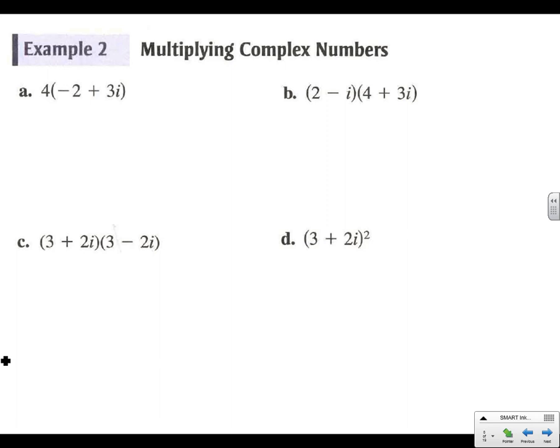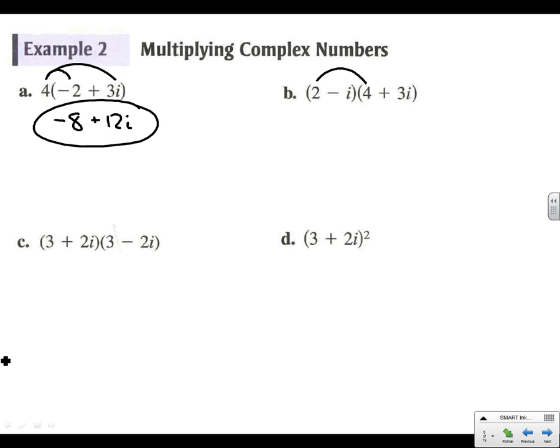All right, so same rules apply when we're going to multiply. So distributing in, 4 times -2 is -8. 4 times 3i is plus 12i. And there you go. That's your answer. Quick one there. All right, how about when we have to FOIL?